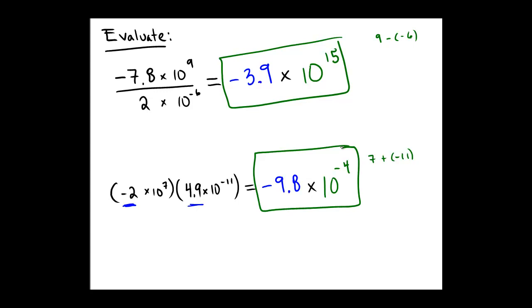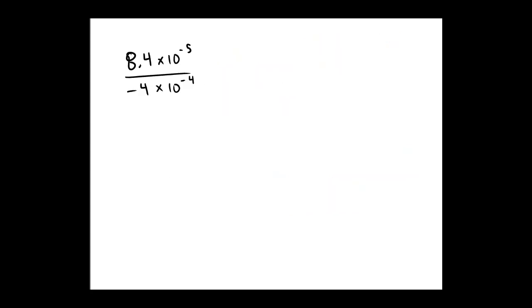Okay, I have a surprise one for you to try on your own, so pause the video and see if you can figure out on your own what is 8.4 times 10 to the negative 5th divided by negative 4 times 10 to the negative 4th.